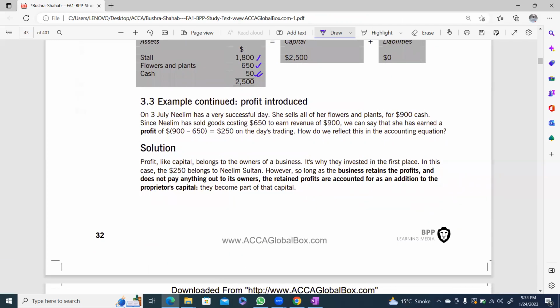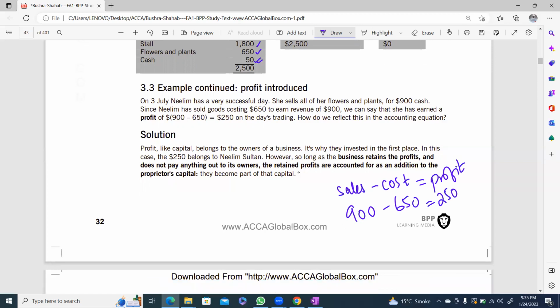Now you know that sales minus cost equals profit. Yes, miss. Sales minus cost equals profit. You have made sales of 900. That means you have received $900 from the customer and you paid 650 when you bought them. So 250 is the profit. Okay, I want you to read this example. First, read the example, then we'll discuss the solution.